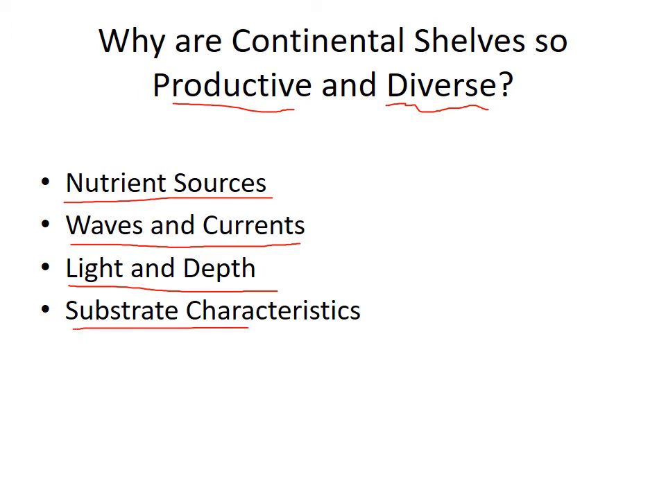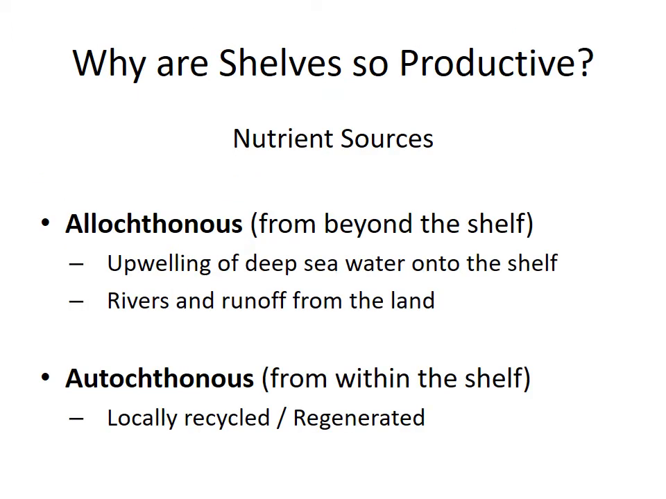the substrate characteristics. So the substrate is the bottom, and it turns out that the composition of the bottom is very important for determining what type of life and what diversity of life is found in continental shelves. So we'll go through it in this lecture and talk about each of these things in some more detail. So let's talk about nutrient sources first.